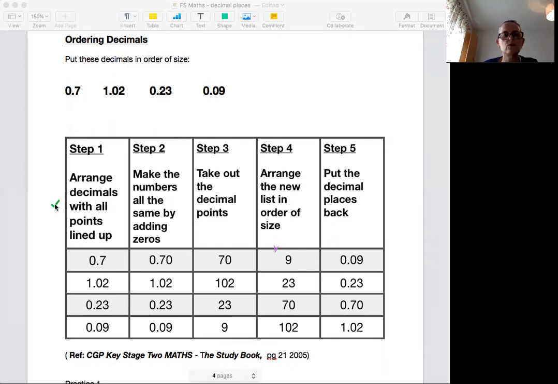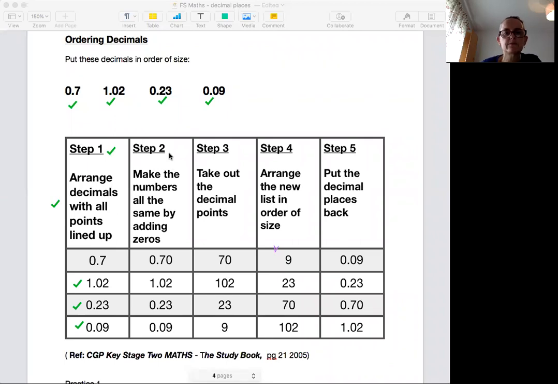So the first step is that we arrange all the decimals, with all the points lined up. That simply means taking these numbers here and writing them all down there. Don't worry about the order, just line them all up with the decimal points. So we've got 0.7, which is that one, 1.02, which is that one, so that one's done. 0.23, so that's that one, and 0.09. So that's step 1 done, okay?